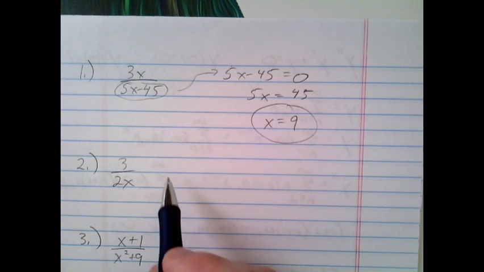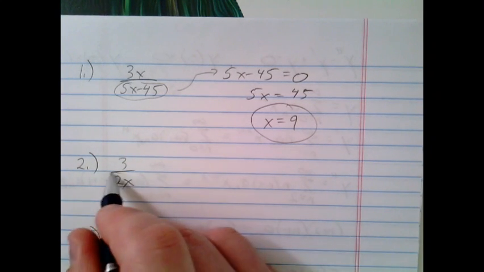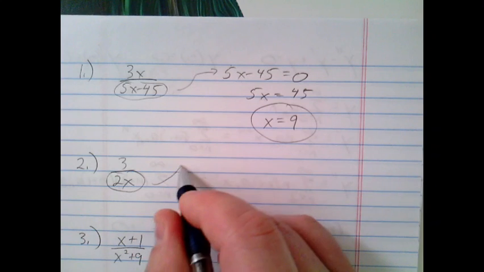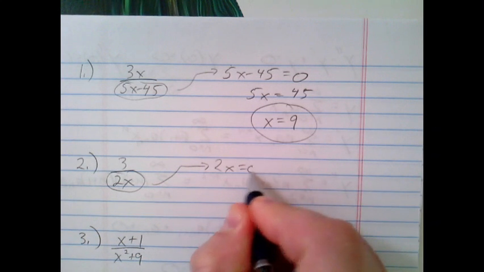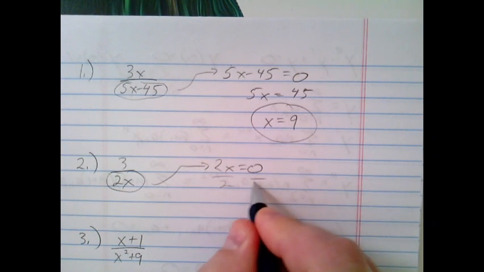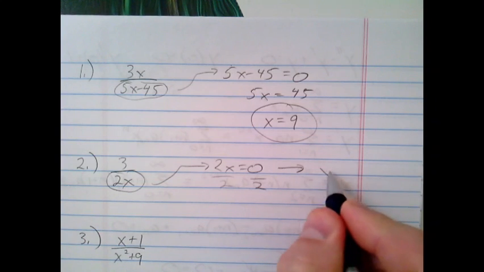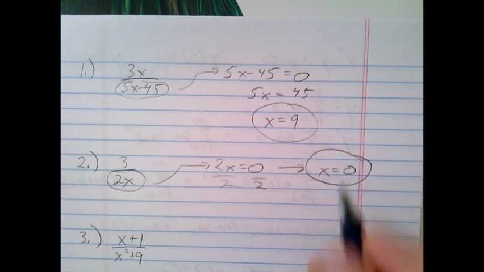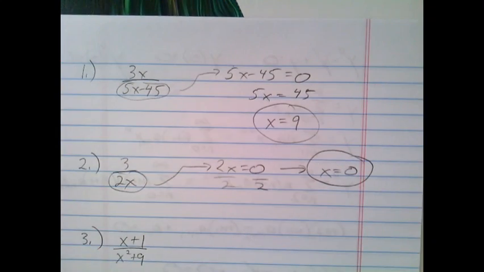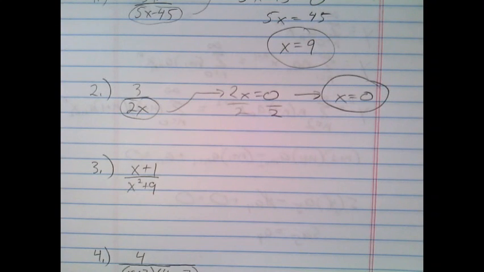Okay. For the second rational expression, same approach. We're just going to take the denominator, set it equal to 0. In this case, I would divide both sides by 2 and get that x equals 0 is the only number for which this rational expression is undefined.